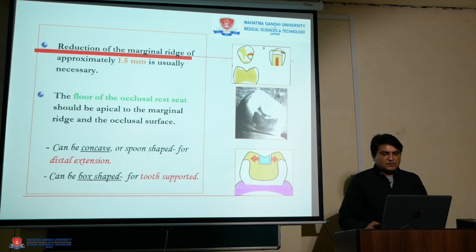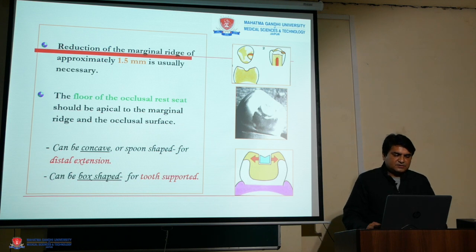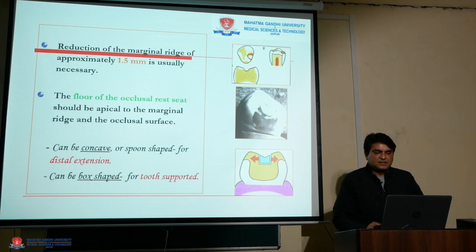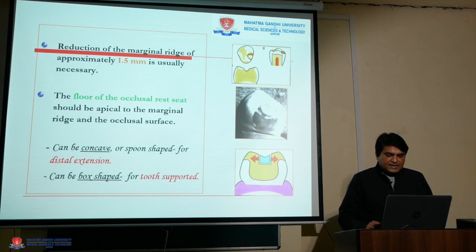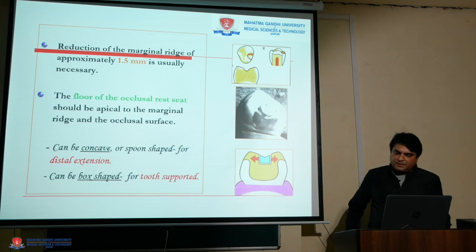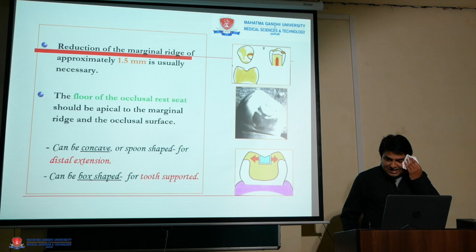Reduction of the marginal ridge of approximately 1.5 mm is usually necessary to prepare the recess in the enamel of the tooth, and the floor of the occlusal rest seat should be apical to the marginal ridge and on the occlusal surface. So it can be concave or spoon shaped for the distal extension, and can be box shaped for Kennedy's class 3 or tooth supported RPD.